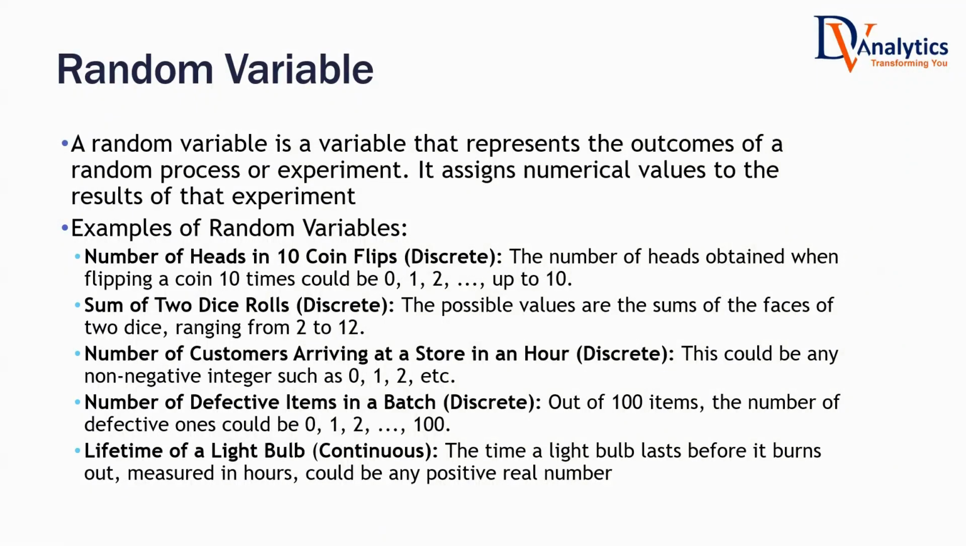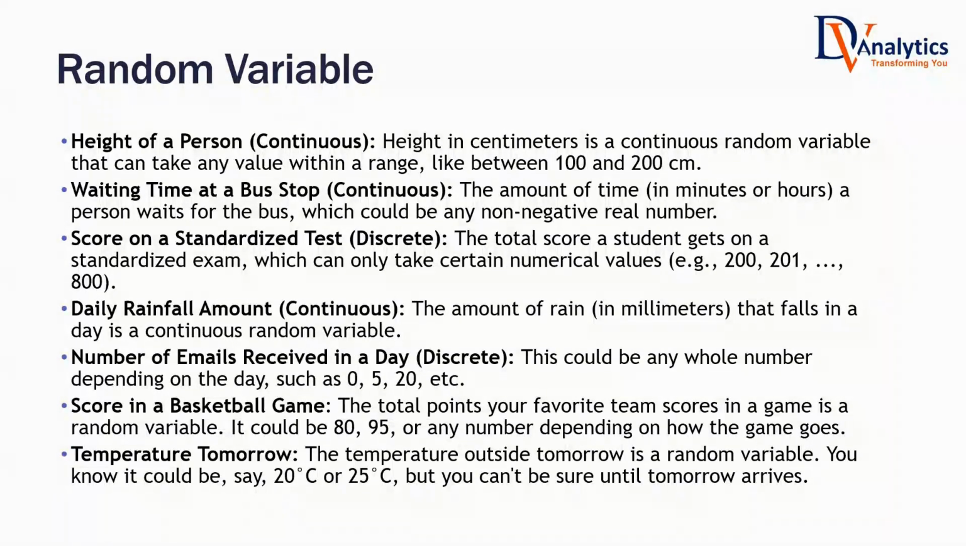Lifetime of a light bulb is a random variable. Height of a person is a random variable. Waiting time at a bus stop is a random variable. Daily rainfall amount can be a random variable. Anything that you see in the outside world which has some chance, which may change, is a random variable. Temperature tomorrow, is it constant or a random variable? It is going to be random, isn't it? Anything that varies randomly in the outside world is a random variable.